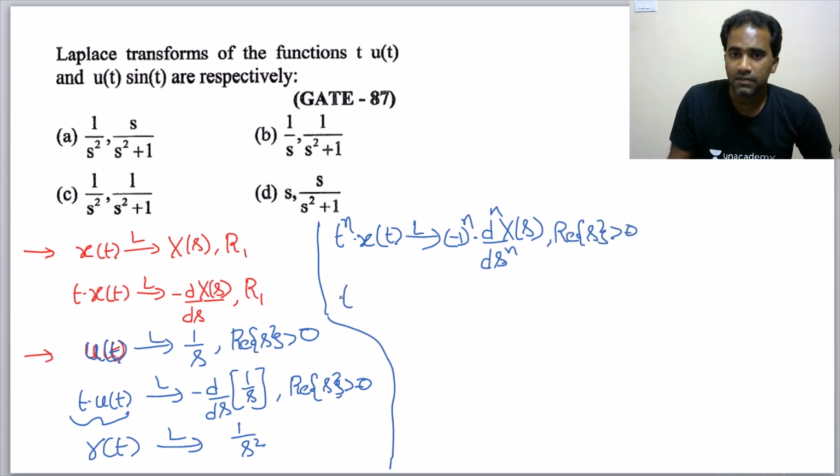So same thing for t power n into u of t. For u of t particularly, if you substitute 1 by s and differentiate it n times, the result will become n factorial divided by s to the power of n plus 1. This will be the result for t power n into u of t. Right. Next, coming to the next one.